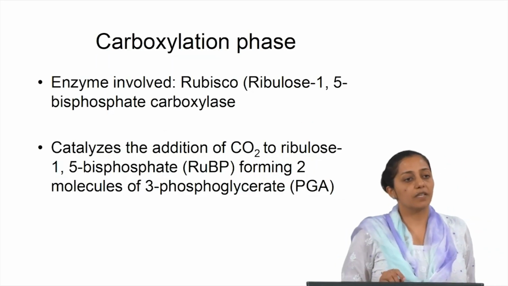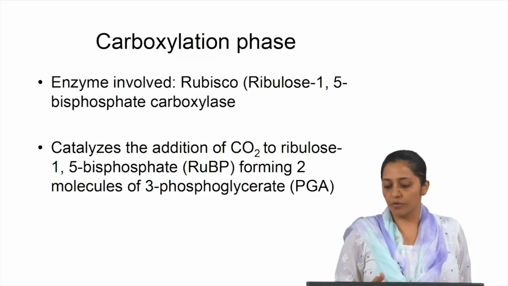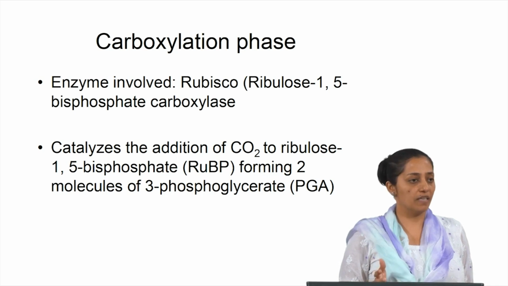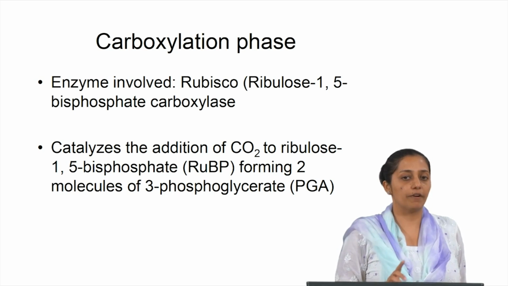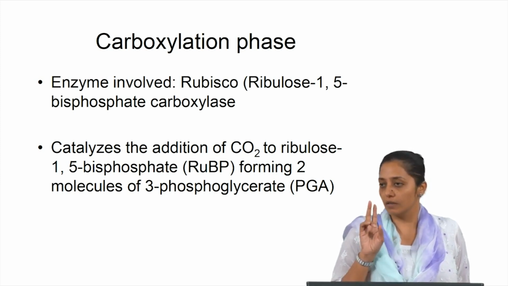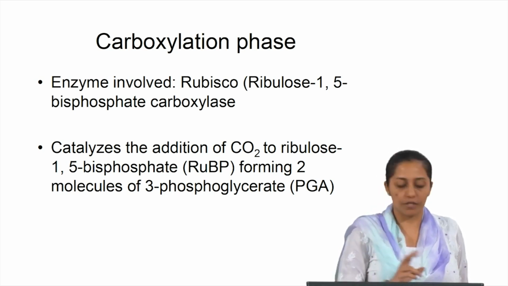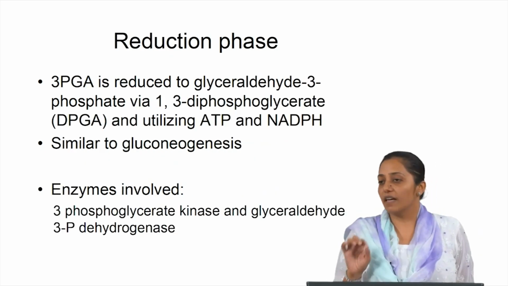So, which enzymes are involved? RuBisCO, which is ribulose 1,5-bisphosphate carboxylase. It catalyzes the addition of CO2 to ribulose 1,5-bisphosphate, as I said, forming the first stable 2 molecules of phosphoglyceric acid. Then comes the reduction phase.